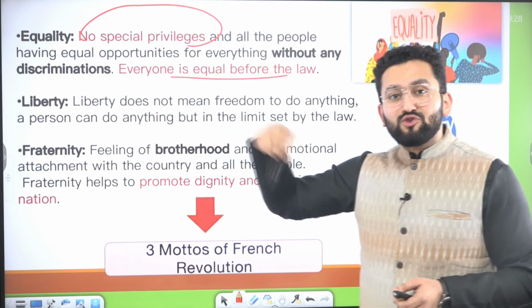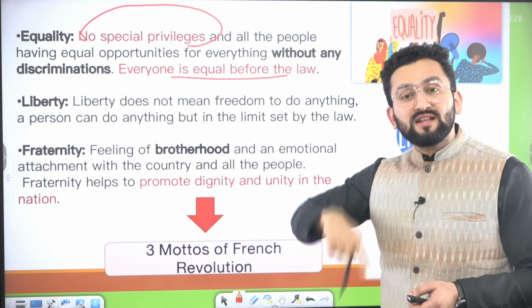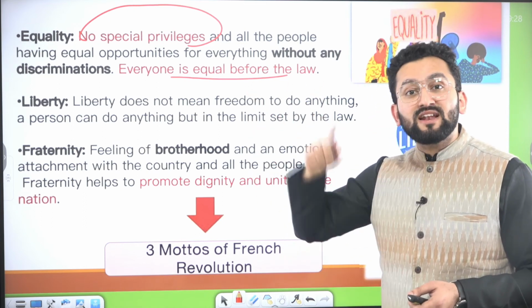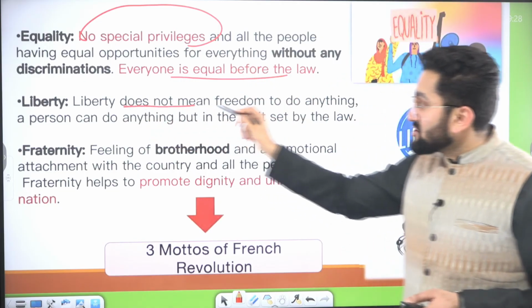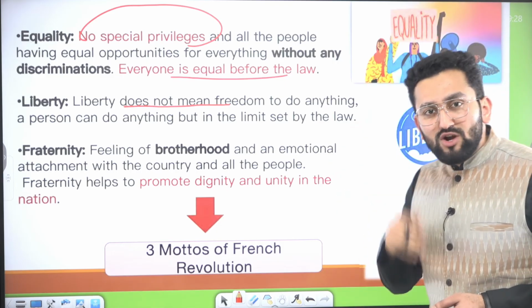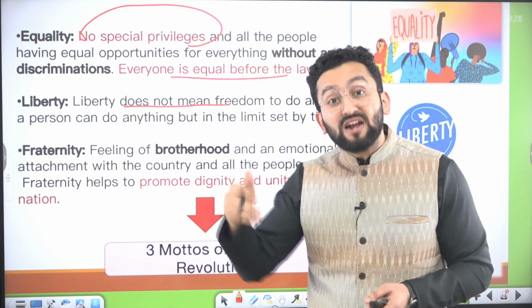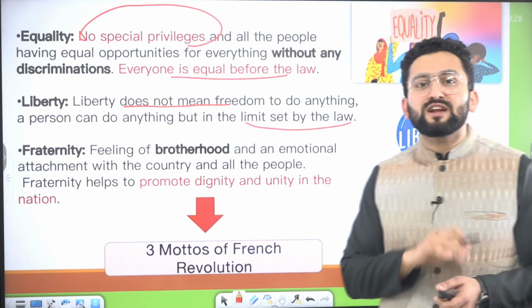Liberty. As I told you, importance of liberty. Only then people can realize their potential. Only then people can contribute in society. Only then India can actually progress. So liberty does not mean freedom to do anything. You have some reasonable restrictions there. Your liberty should not impact the liberty of other person, right? That is why some limits are also set by law.